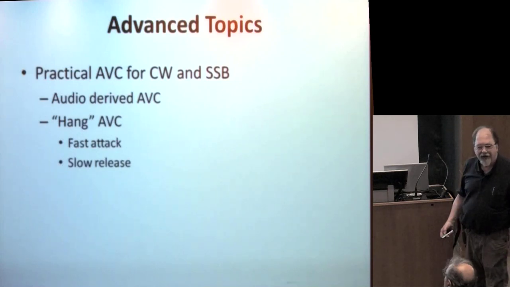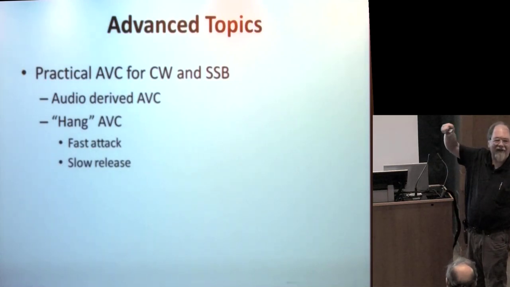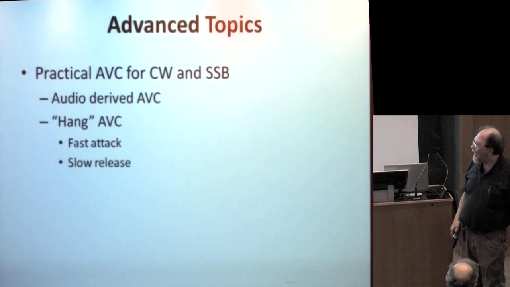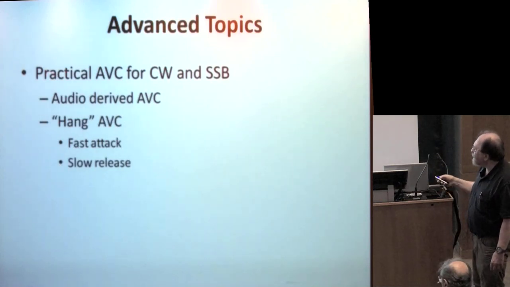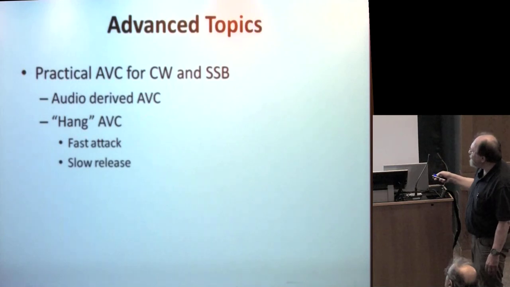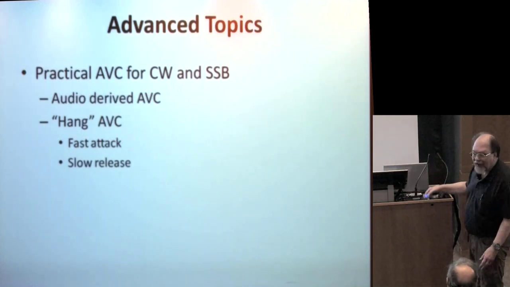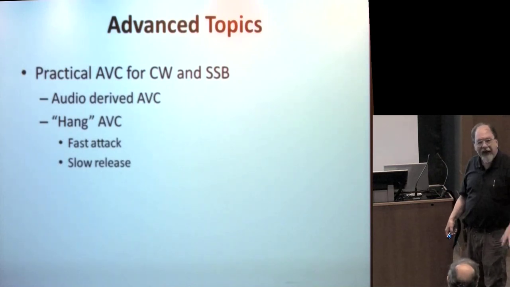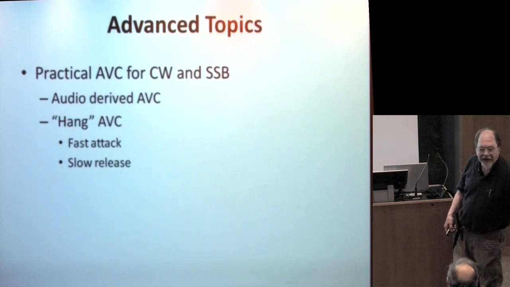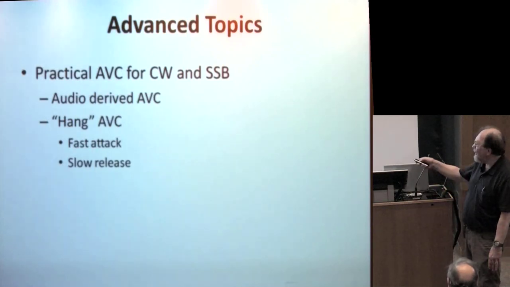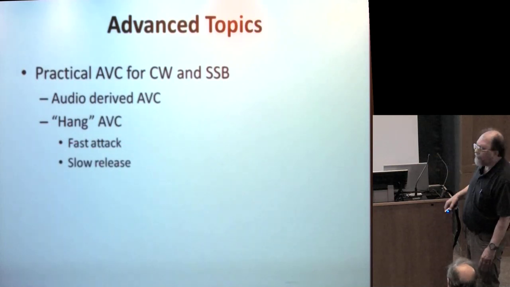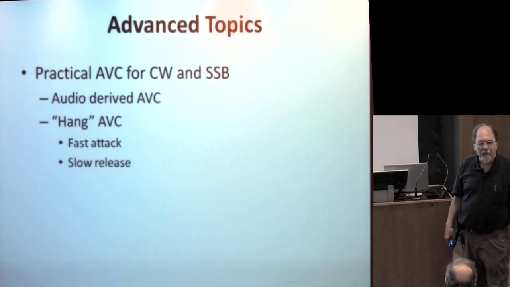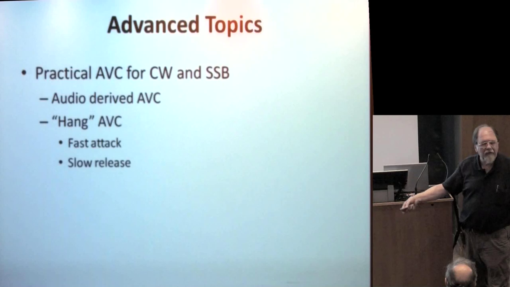Some of the problem there is on the leading edge of things, you don't always have audio quick enough to have it not pop and click and things like that. But that's one of the solutions. There's also the concept of hang AVC, where you have a fast attack, maybe even amplified circuit that pushes the AVC voltage down real fast and then keeps it there. So it changes slowly, hangs, and slow release. So there are ways to solve those problems. They're just a little more sophisticated than what you're going to find in broadcast sets.